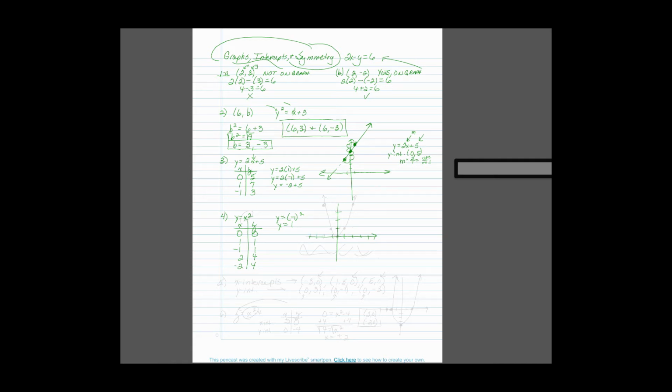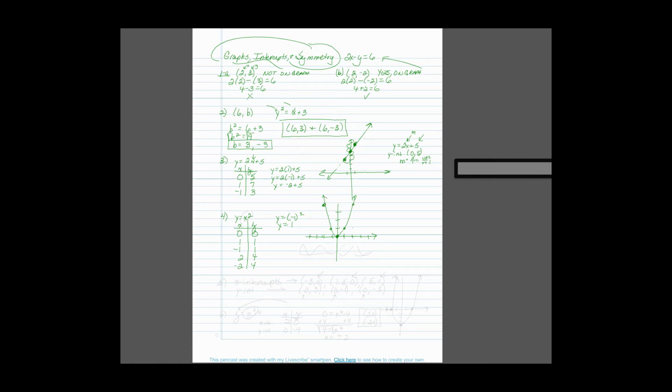I may have to go up one more. All right, so what we have is the point 0, 0. We have the point 1, 1, and negative 1, 1. We have the points 2, 4 and negative 2, 4. And what you can see is our graph is in the shape of a parabola.